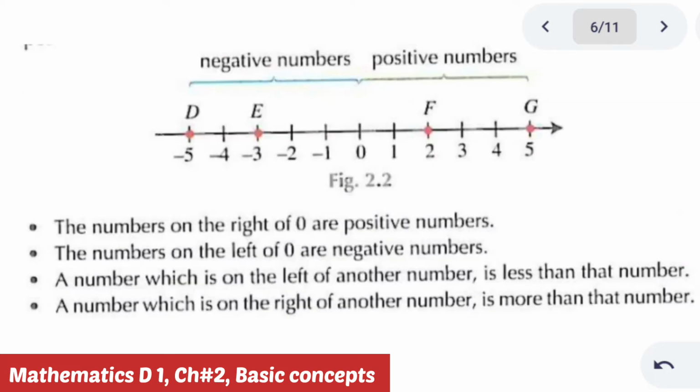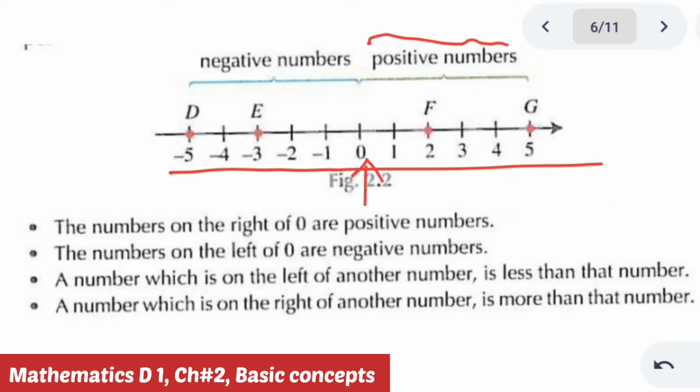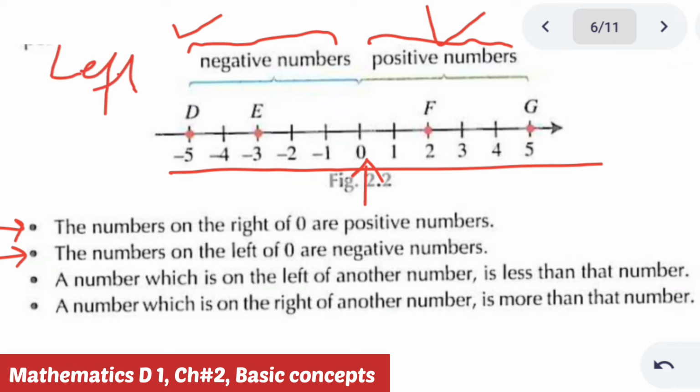On a number line, the numbers are arranged around 0. In this number line we can see that the numbers start from 0, and on the right side we have the positive numbers, and on the left side we have the negative numbers, and 0 is the central point from which positive or negative numbers start. From this number line we can conclude 4 different points. The first is that the numbers on the right of 0 are the positive numbers. The numbers on the left of 0 are the negative numbers, as you can see on the left.